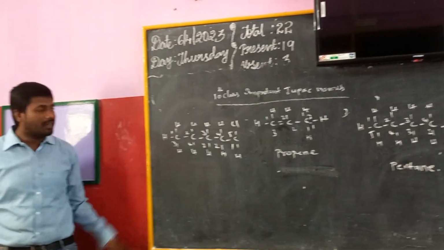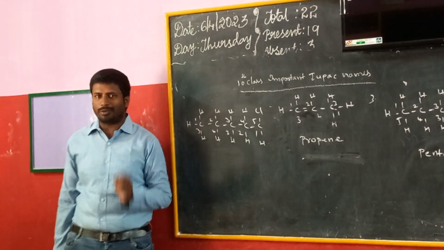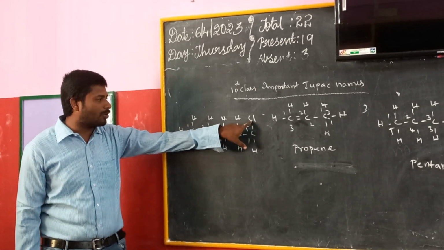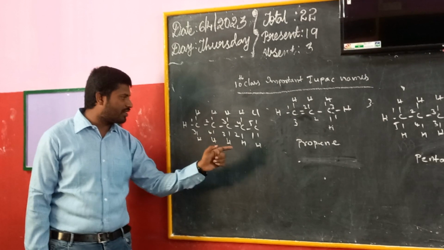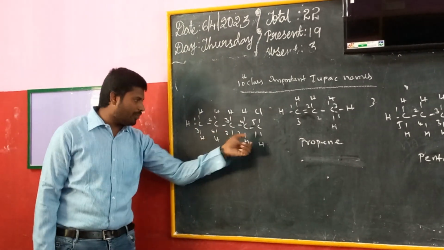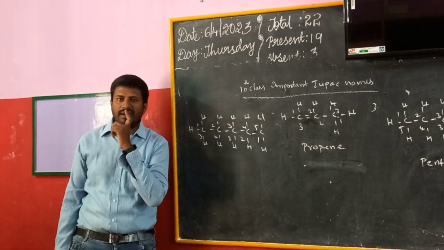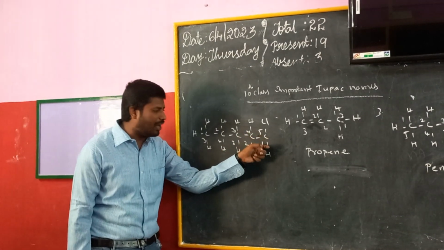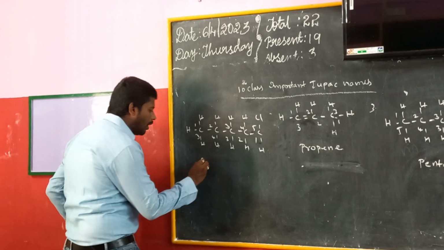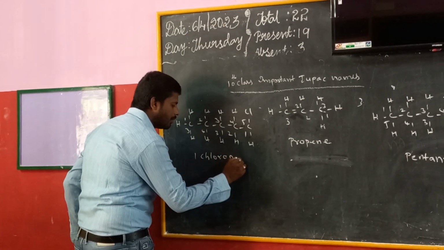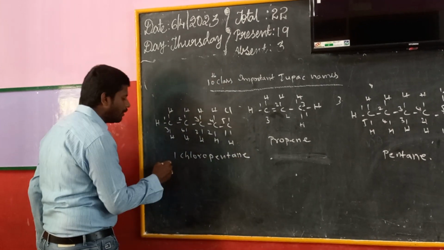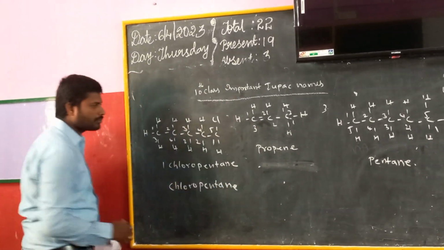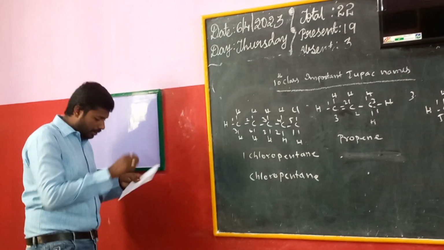I already told you, taking the smallest number is very important. Here there are two choices. We can take number 5 or we can take number 1. From this side, it is the 5th carbon where chlorine is attached. From this side, this is the 1st carbon where the chlorine is attached. Always we should take the smallest number. So here I am going to take the smallest number as 1. Then it is 1-chloropentane, or we can write simply chloropentane.